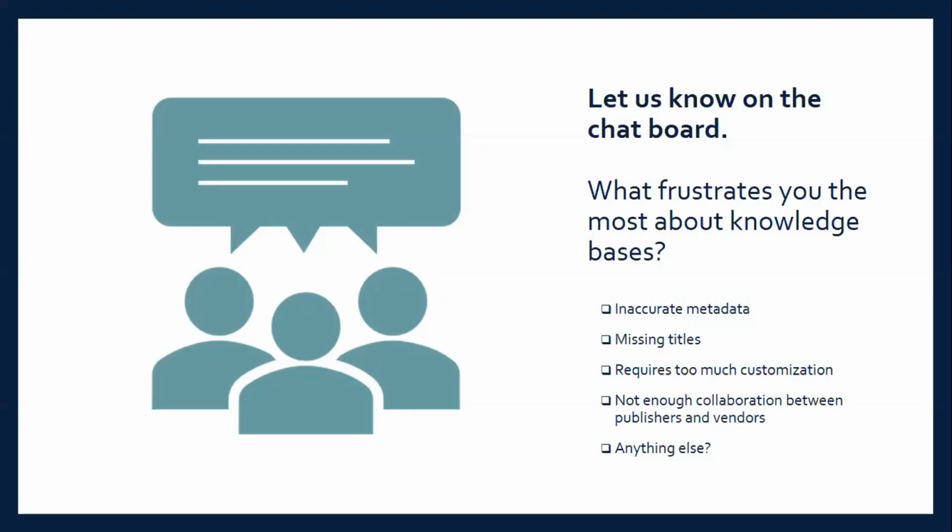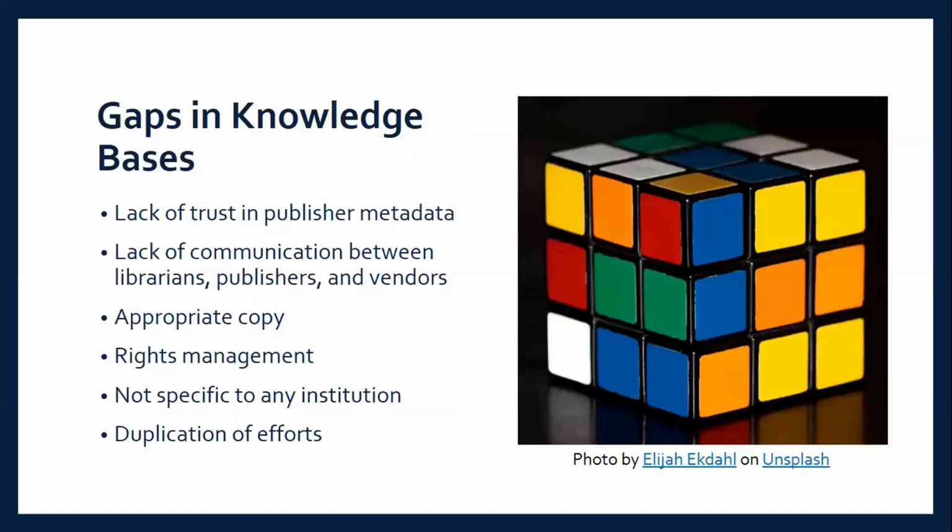So, let's talk a little bit about frustrations or gaps, a nice way of putting it, in knowledge base performance. Well, knowledge base data, as Eric and Elizabeth have shown, has three main stakeholders: the publisher, the knowledge base vendor, and the library. This can create kind of a he-said-she-said situation when it comes to metadata. The publisher provides metadata to the knowledge base provider. The library disagrees with the accuracy of said metadata, and the knowledge base provider is kind of stuck in the middle.